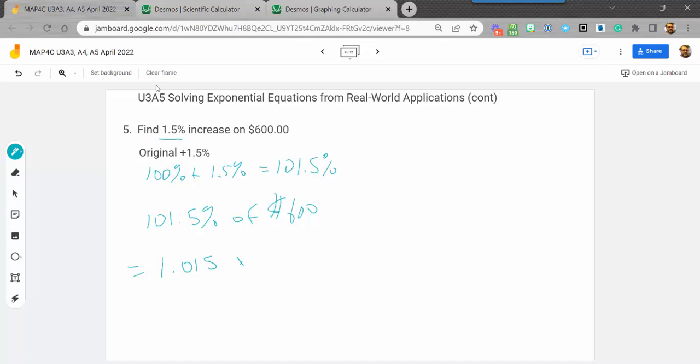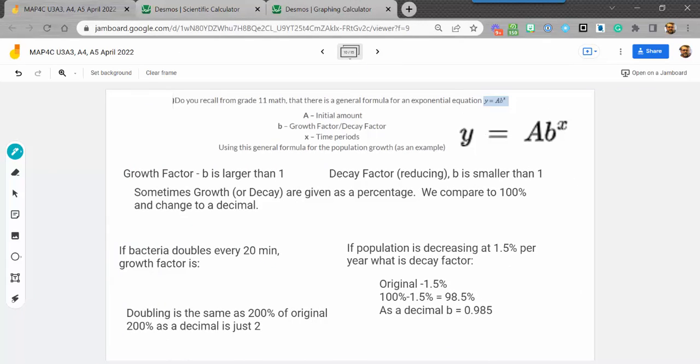1.015 times 600. And we're going to see this when we're doing some money stuff of earning interest. So 1.015 times 600 gives me $609. Okay, so that's a small increase. Let's try the next one. Gets a little trickier here.